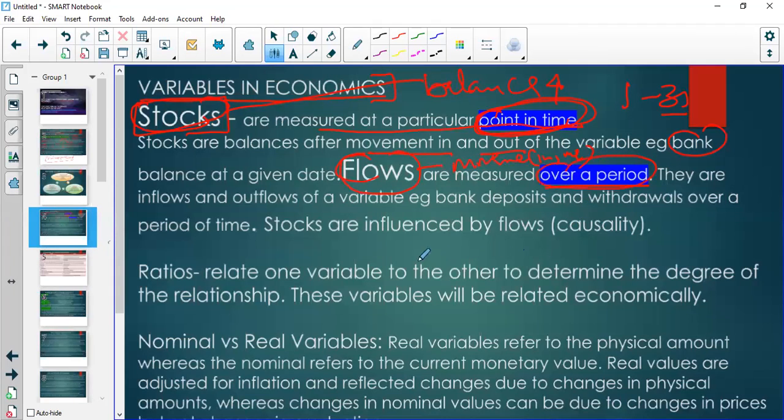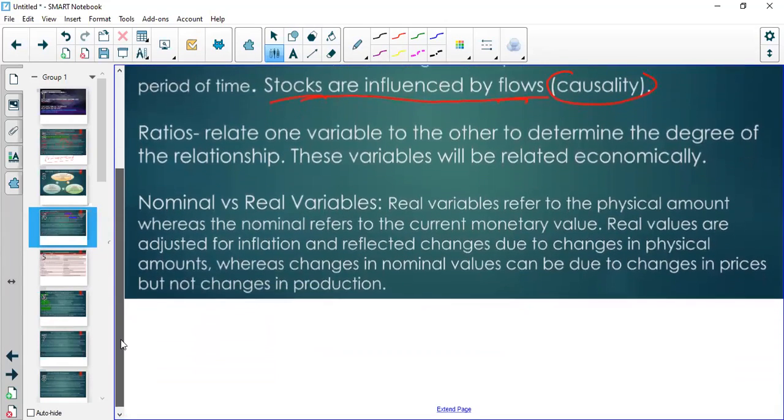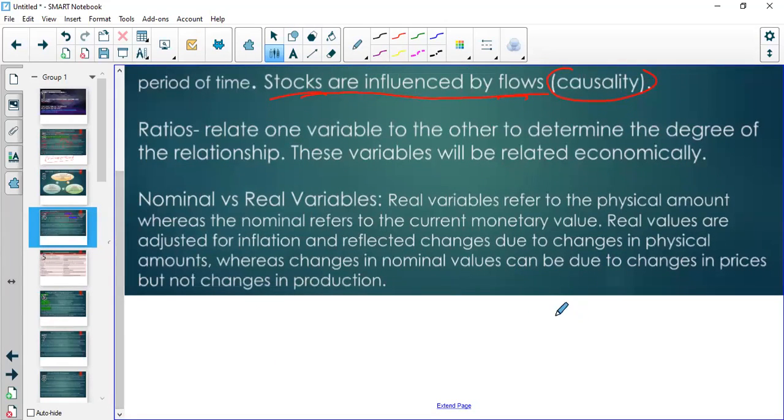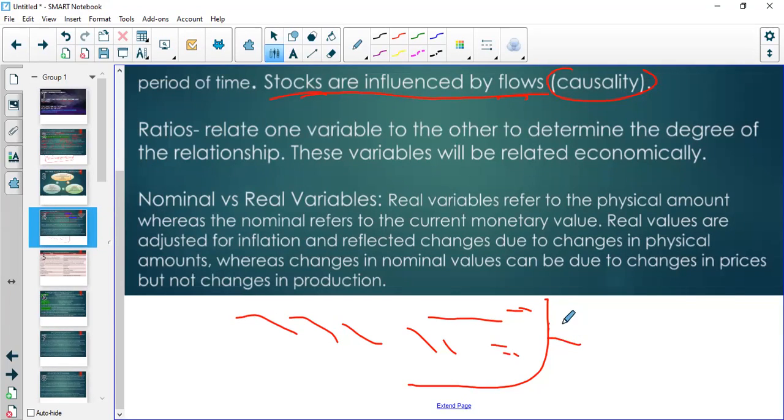So I'll give you examples of flows. Stocks are influenced by flows, right? So there's a causal relationship between a stock and a flow. Okay, so I'll give you an example of a dam. There is a river that flows into a dam, and there is our dam. So there's the water. And let's say that we also release some water out, maybe to help with farming and so forth.